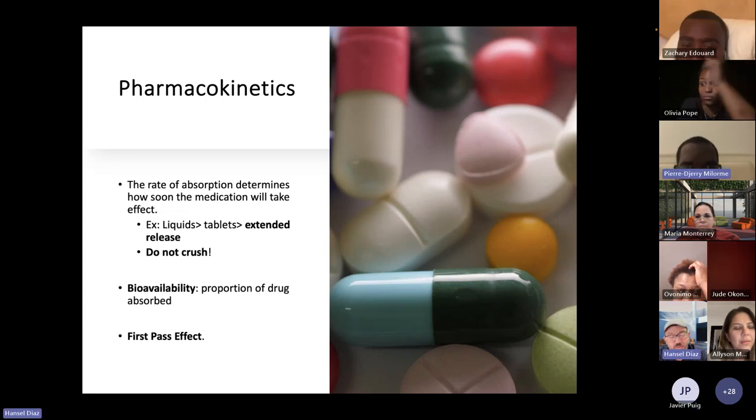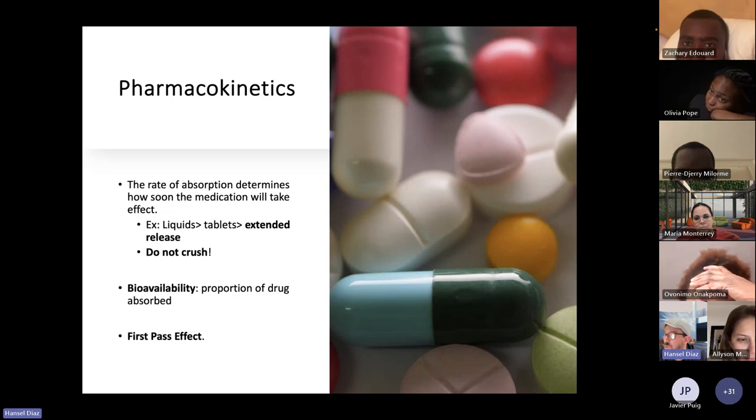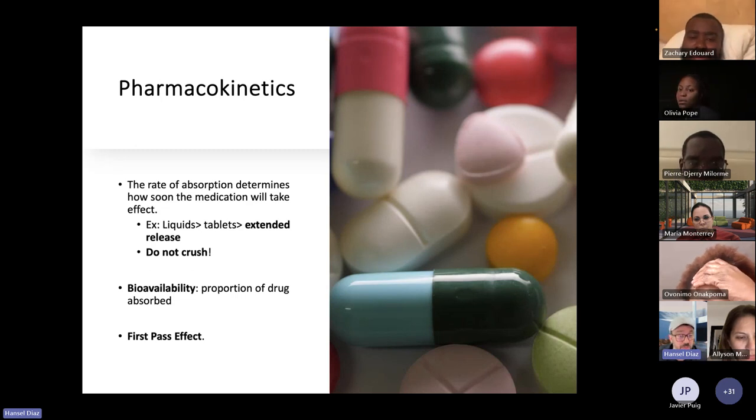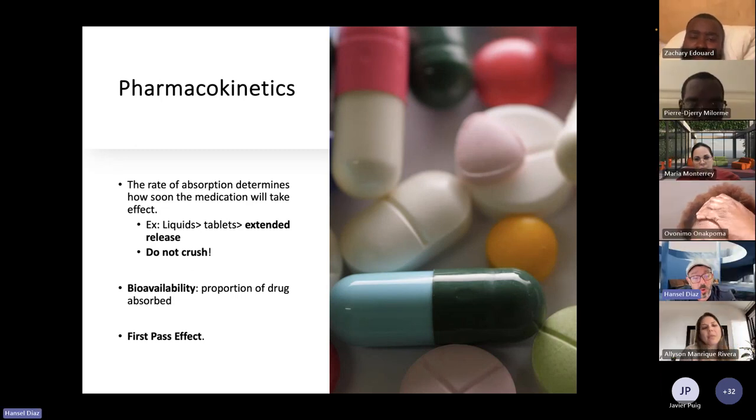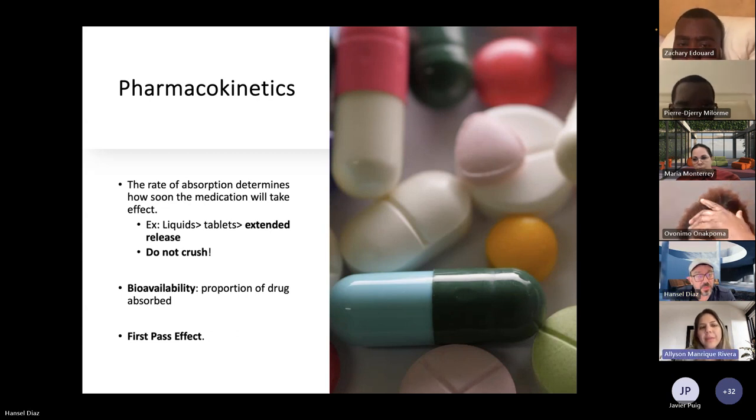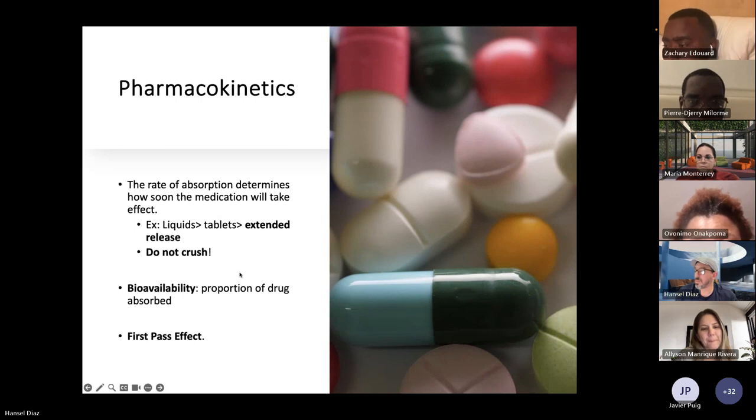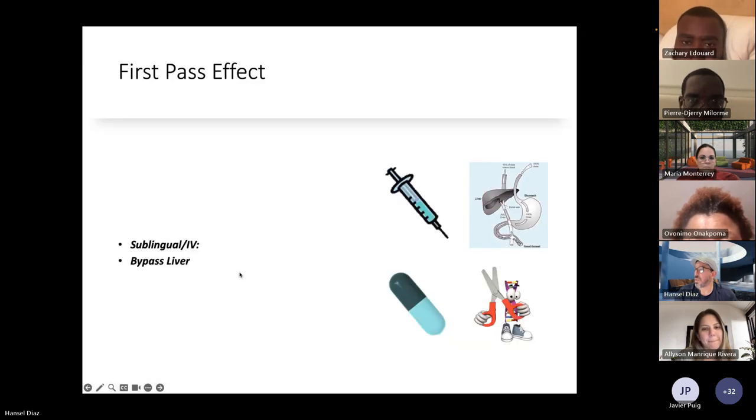Can you crush extended release medications? No. Never. So the bioavailability is the proportion of drug that is absorbed. And when you do a PO, there's always something that is called the first pass effect. And where does the first pass effect take place? In the liver. Right? So far, so good. You all know this. We don't need to go over this. Okay, I just want to make sure.